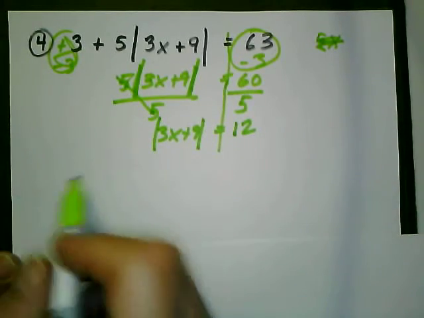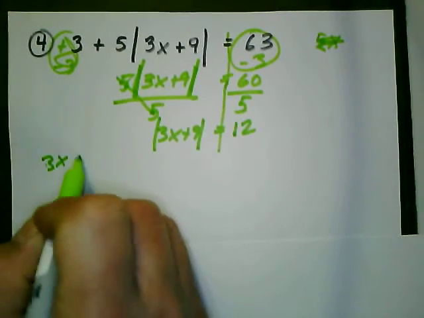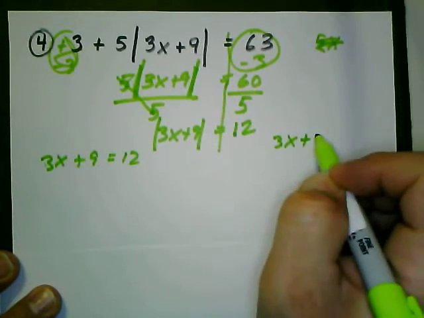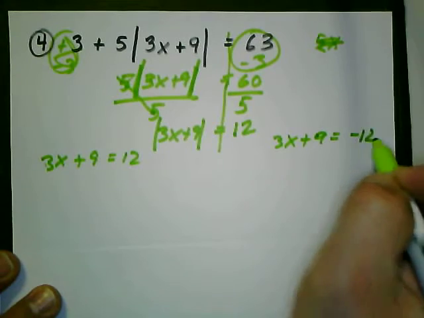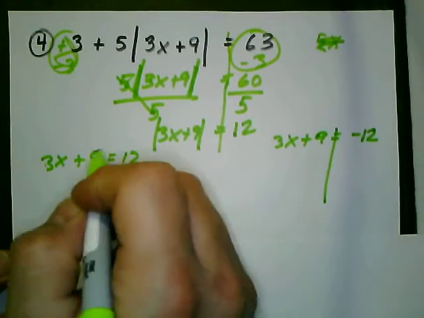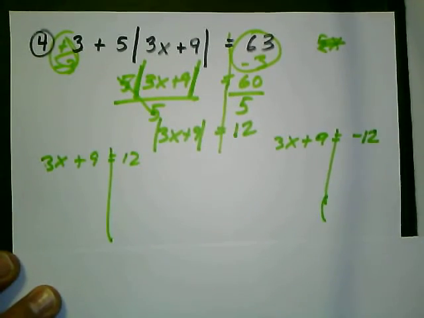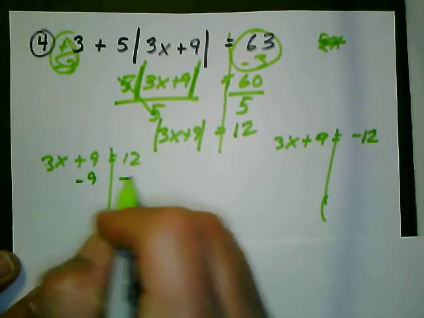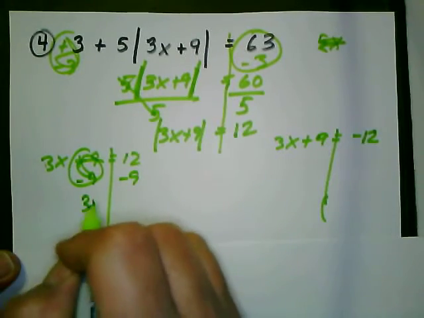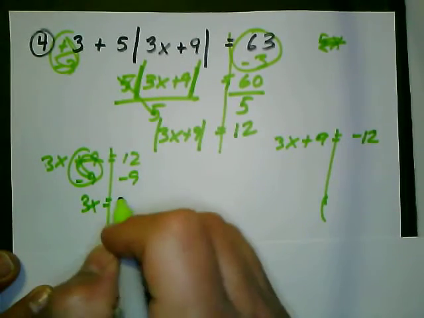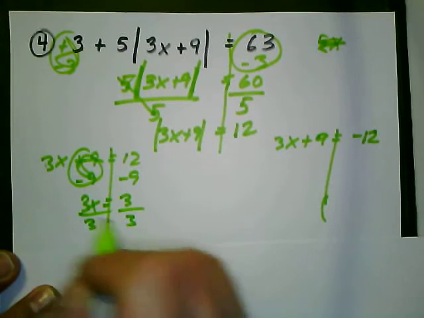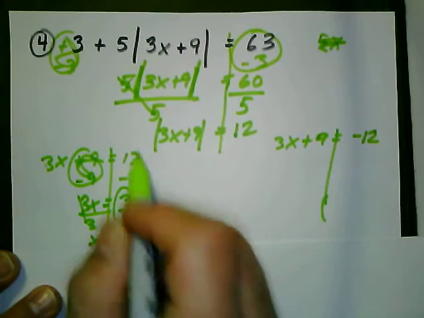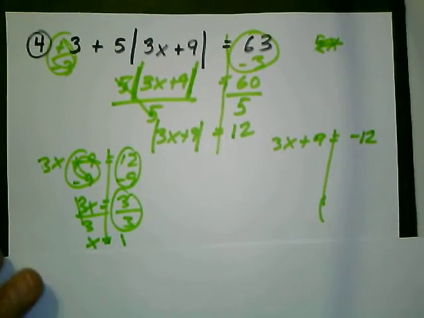So now we have that absolute value part. We can split this apart. So we'll have 3x plus 9 equals 12, and 3x plus 9 equals -12. So there's that plus 9. So subtract 9 from both sides of the equation. I have 3x equals 3. Divide by the 3. That's our last step. You guys should know this. Easy peasy. And 3 divided by 3 is just 1.